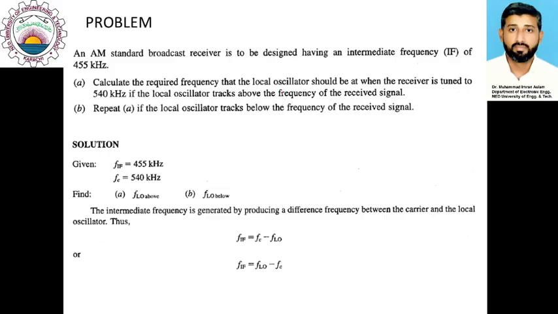So let us conclude our discussion by taking a simple problem. A standard AM broadcast receiver is to be designed having an intermediate frequency stage of 455 kilohertz. So we have an AM receiver which requires the intermediate frequency to be equal to 455 kilohertz.